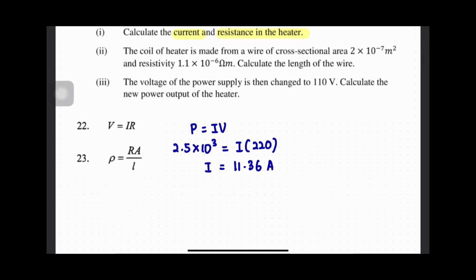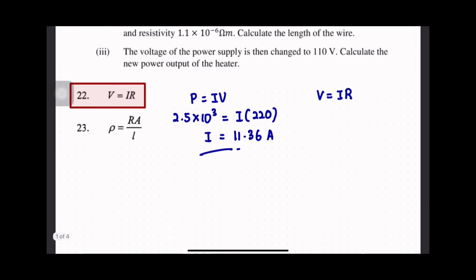ampere. Okay, how about dia punya resistance in the heater? So, resistance, V is equal to IR, Ohm's law. Okay. So, V is equal to IR. Okay, so V dia sama dengan 220. I sama dengan 11.36. Boleh cari nilai R lah. So, R sama dengan 220 divide by 11.36. 19.3637. 19.37 ohm. Okay, so jap kita tengok equation.